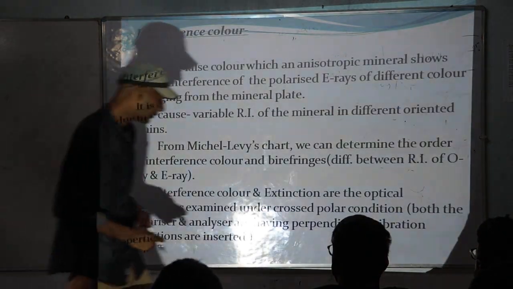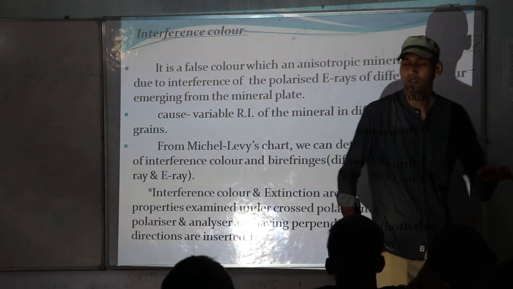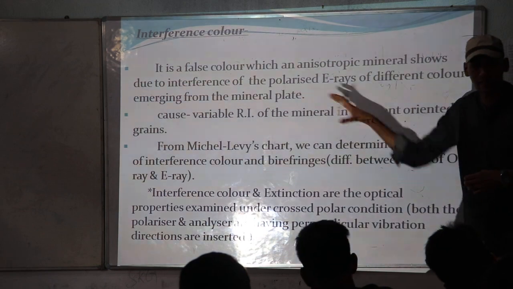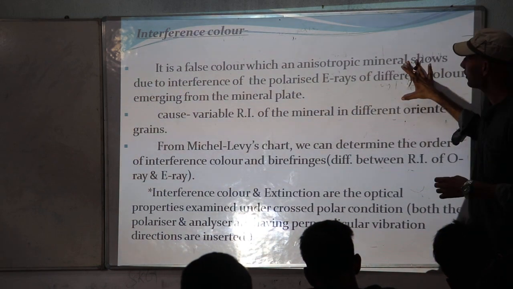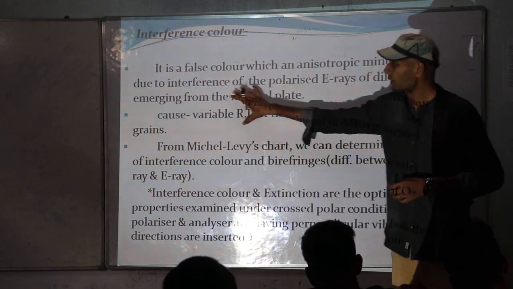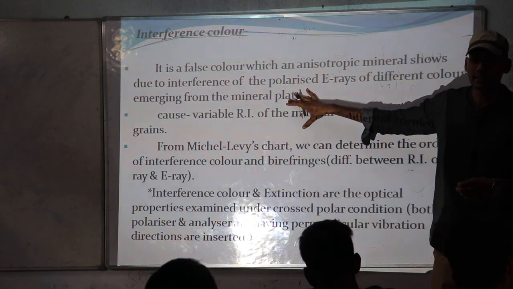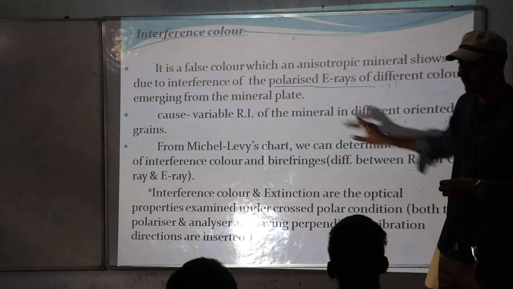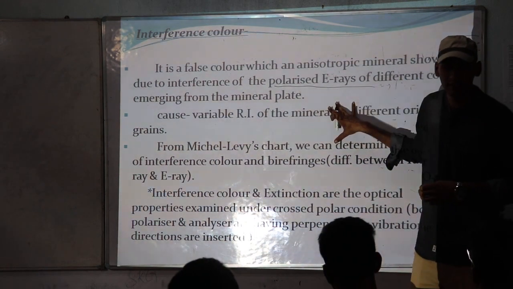Next, interference color. So what is interference color? As I have told you, it is a false color. When light enters through an anisotropic mineral, what happens? There will be interference of which rays? You can see here what is written. Why are there only E rays?